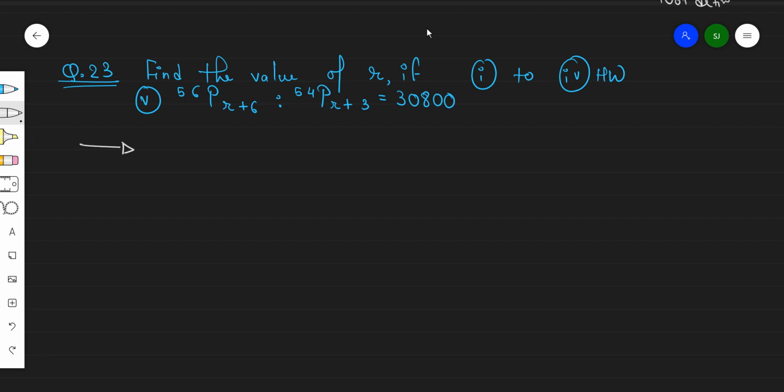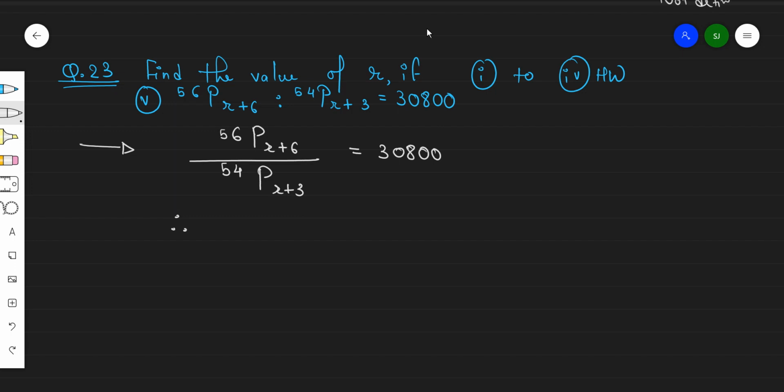Okay, so I'll first write it in a simple form. It is 56 P (r+6) divided by 54 P (r+3) is equal to 30800. What we used to do is, if it is nP3, we write n, n minus 1, n minus 2, and things were getting easier. This time we cannot do that because we don't know the next number, right?